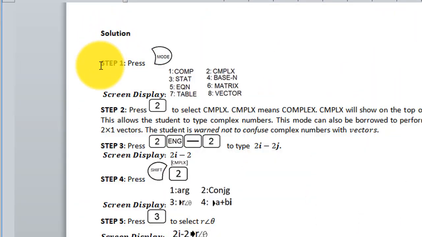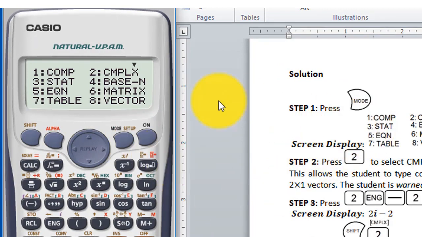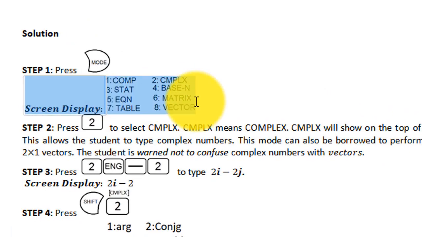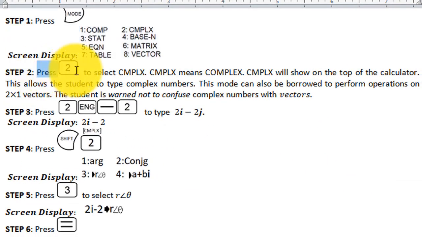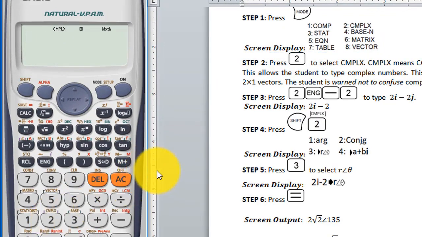All right, back to the calculator. So that is the solution, and step 1, what we will do here is to press mode. When you press mode, you see this as the screen display on your calculator, and in your book you see this. You see complex, start, base n, and so on. Okay, so let's go on to step 2. Step 2, press 2 to select CMPLX.